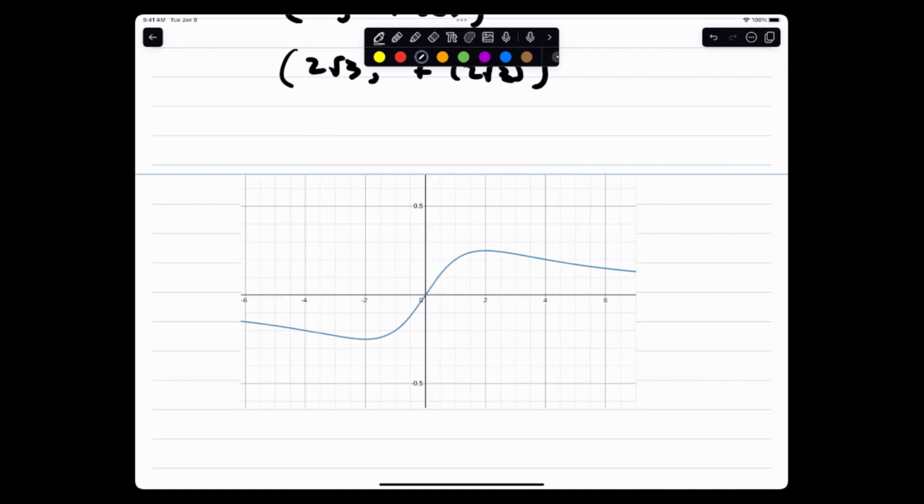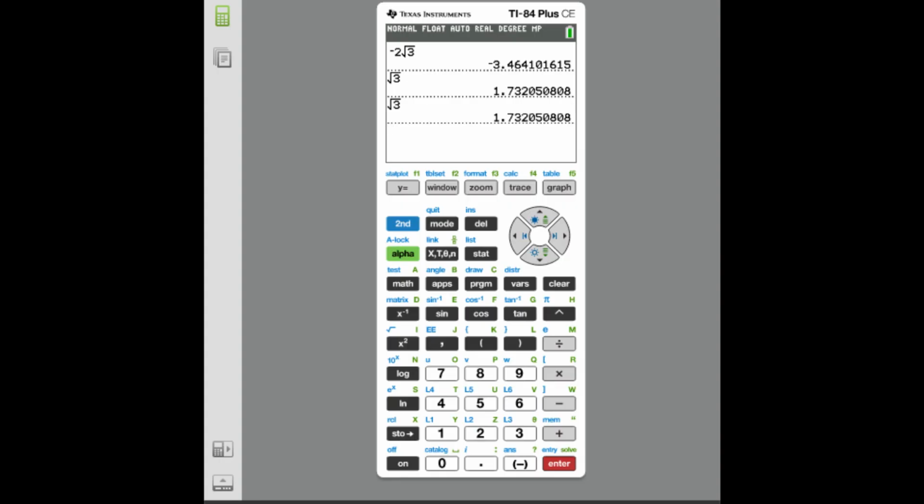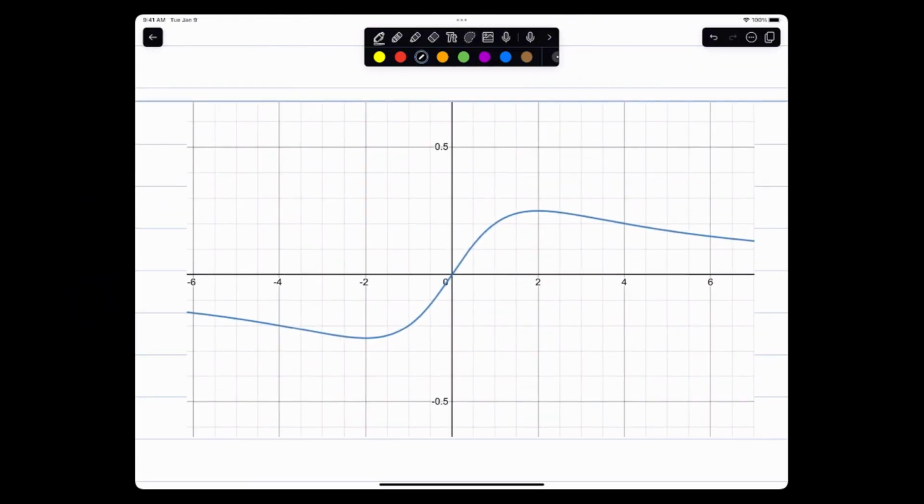All right, so somewhere here, if we go back to the calculator, negative 3.5, positive 3.5. Let's write something here. Negative 2, somewhere here, I think that's negative 2 square root of 3, positive 2 square root of 3. This will be where the second derivative is 0.